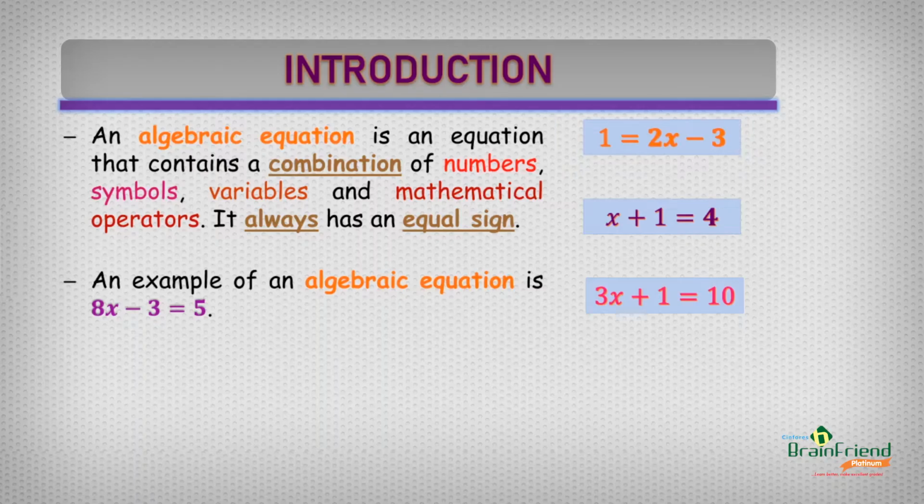An algebraic equation is an equation that contains the combination of symbols, numbers, variables, and mathematical operators. Now, because it is an equation, it always has an equal sign. Simple examples of an algebraic equation are 8x minus 3 is equal to 5, x plus 1 is equal to 4, 3x plus 1 is equal to 10.